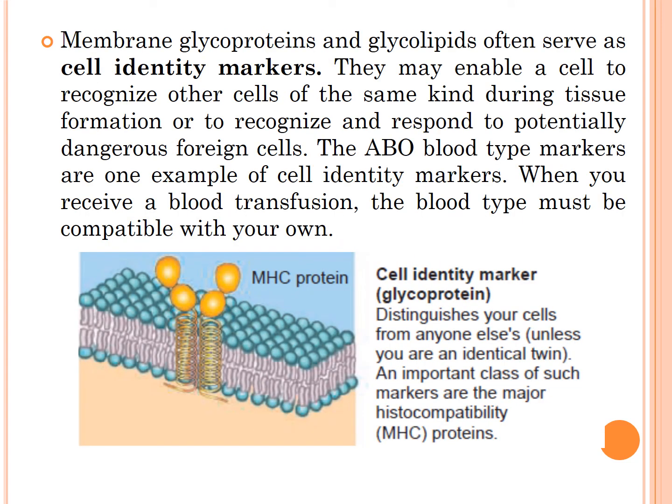The last function is that membrane glycoproteins and glycolipids often act as cell identity markers. They may enable a cell to recognize other cells of the same kind in tissue formation, or to recognize and respond to potentially dangerous foreign cells. One example is the ABO blood type markers. When we receive a blood transfusion, the blood types must be compatible with each other.